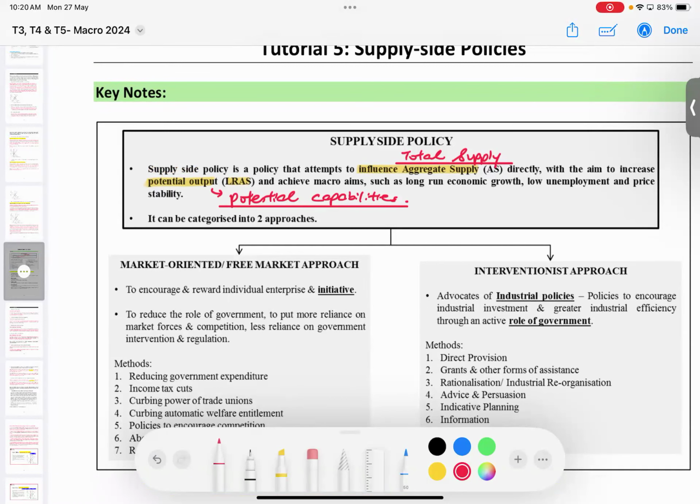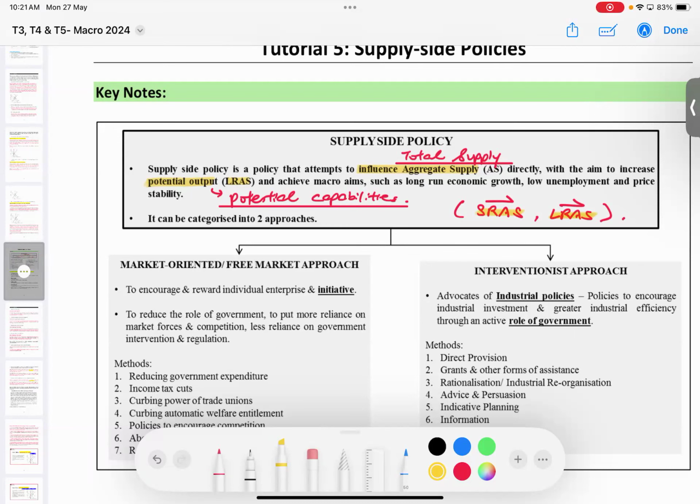And for supply side policy, because it will influence the potential output of the economy, that means it affects the long run aggregate supply. Now remember one thing that we learned earlier: whatever shifts the long run aggregate supply will shift the short run aggregate supply as well. So usually this will result in the shift of SRAS and LRAS. Usually that's the impact of supply side policy. We are going to draw the graph later on.